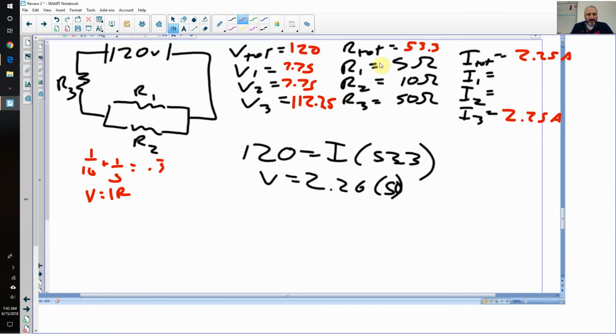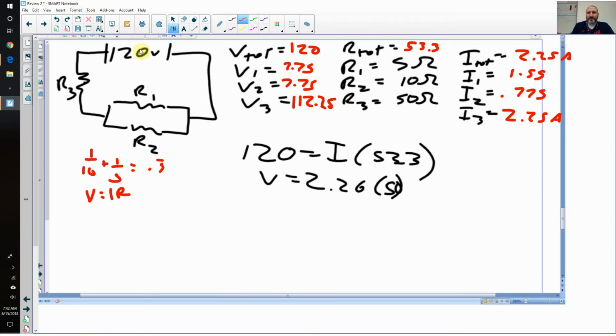7.75 divided by 5 is 1.55, 7.75 divided by 10 is 0.775, and if you add both of these together, you should get 2.25. It comes to 2.32, but rounding just because of how these work. But I hope that makes sense. So this is actually 1.5 and this could be 0.75. But the idea is the same.